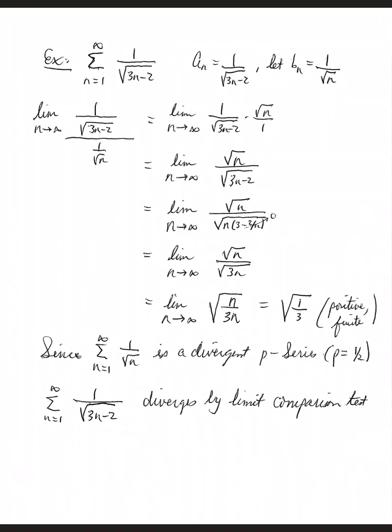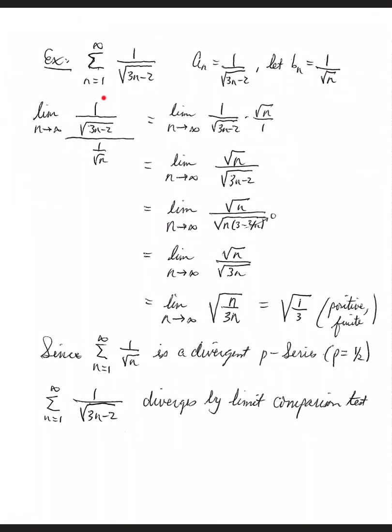An example of one that does not converge, let's look at a limit comparison where we have divergence. We have the sum from 1 to infinity of 1 over square root of 3n minus 2. The original problem, I'm calling that a sub n. The one that uses dominant terms and is very comparable, I can pick 1 over square root of n. They're very similar.